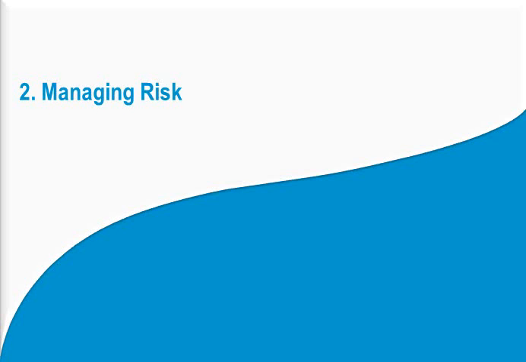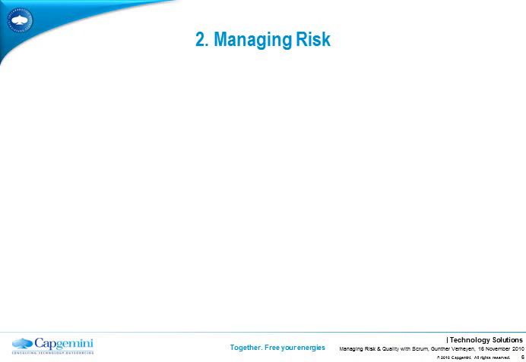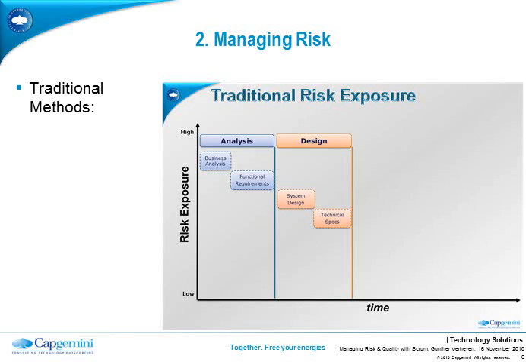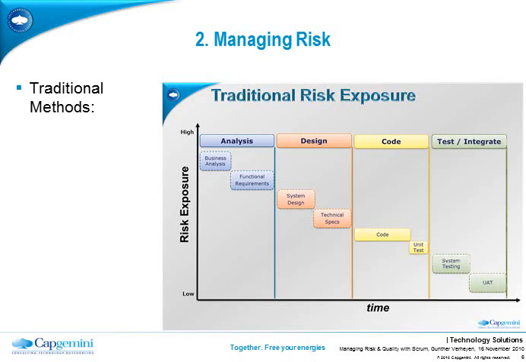Now, how about managing risk? How has it been done in traditional methods? Well, let's first talk about what is a traditional method. A traditional method is a method in which a number of tasks, activities are performed in large blocks, phases that are performed in a sequential way. So you get some sort of single pass waterfall model.